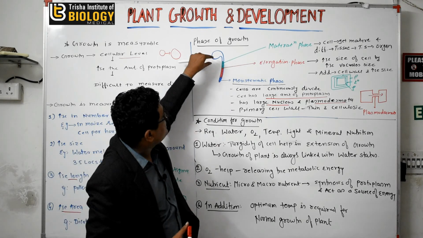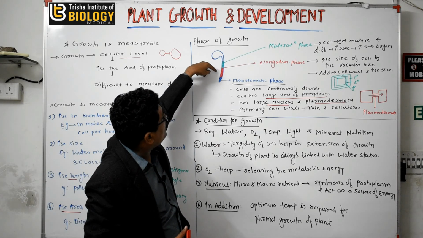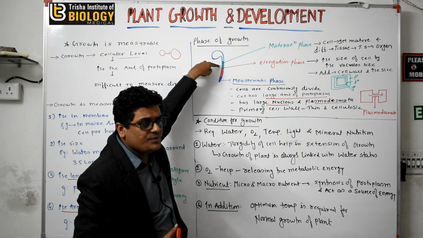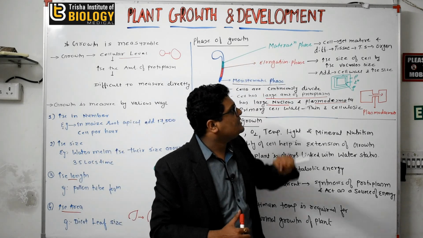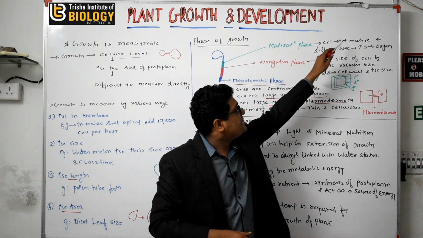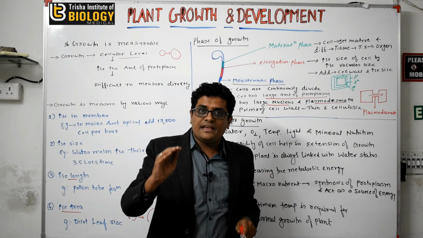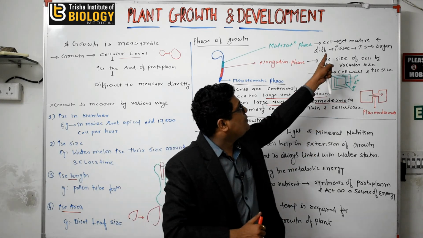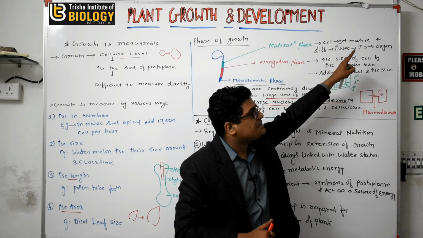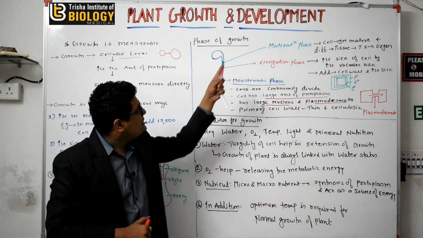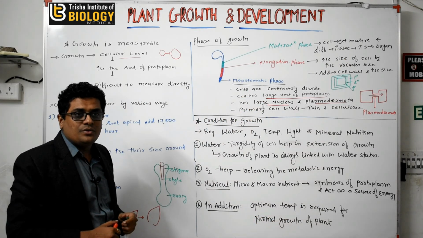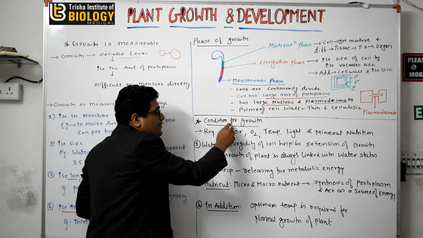And the last, just above the elongation phase, a few above, is the maturation phase. And in the maturation phase, the cells get matured, they get differentiated, and they produce the tissue system and the organ. Okay, so this is all about the phases of growth. Now, the conditions for growth.